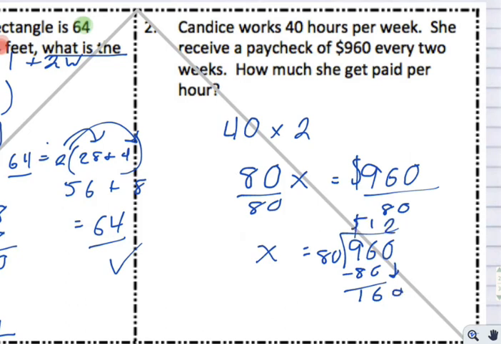It is $12 an hour. So again, if I go back and check, if Candice gets paid $12 an hour and she works 80 hours over the course of 2 weeks, well, that's going to give me a total of $960, which is what I was told she's paid over the course of 2 weeks. So I know that my answer is correct.